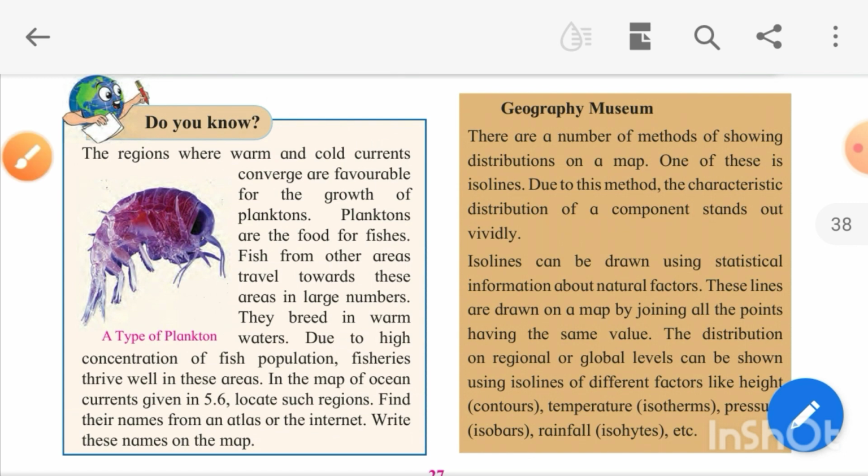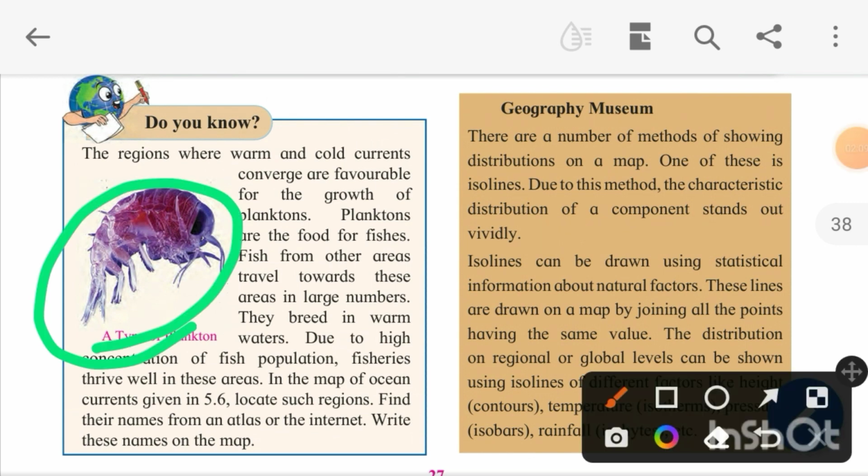So wherever you find this creature, which is called plankton, at that particular place fish will be attracted because these are a favorite food for fish. Because of that, the particular area is rich in fisheries. Fisheries will thrive well in such areas. So we will see in the map where is such area.